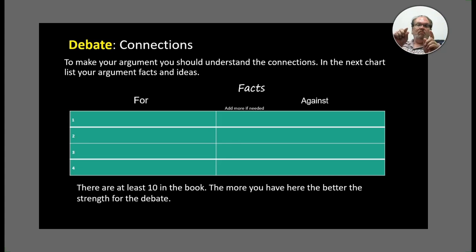Very simple ones. Don't write really long ones. Just a fact. Keep it simple. There are 10 of them for each person. So for your argument, you want 10. For your other team members, each one will do 10 or more. If you have more facts, it's really great. The more, the better. List your facts and ideas because you need to have quick reference to how to oppose if you are challenged.